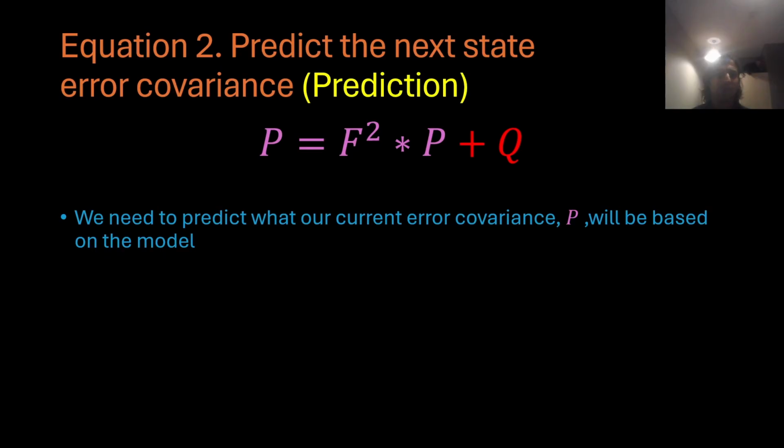Now equation 2. This one's a little bit more complex, but let's look at it anyway. Predict the next state error covariance. Now you might be asking, well, I've already done my prediction. Why do I now need this thing called a next state error covariance? What even is an error covariance?